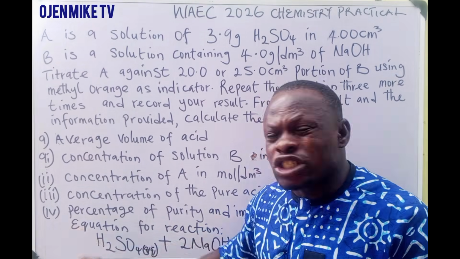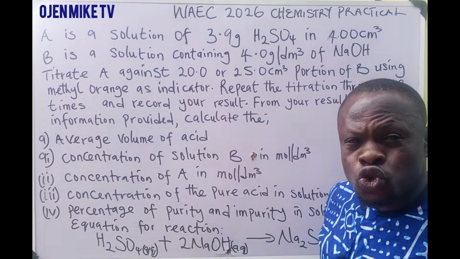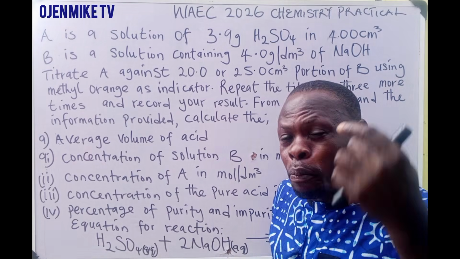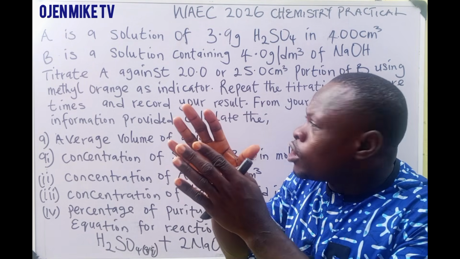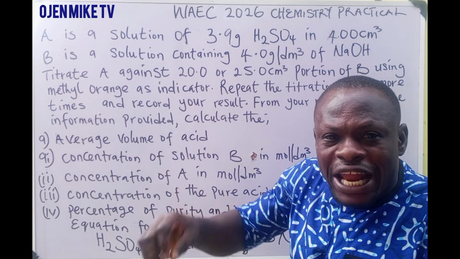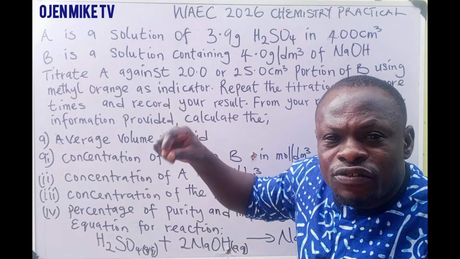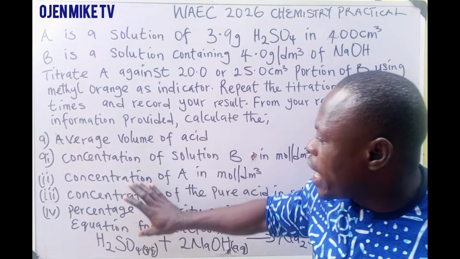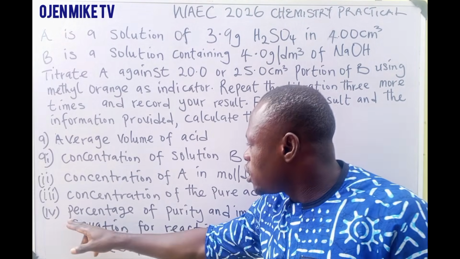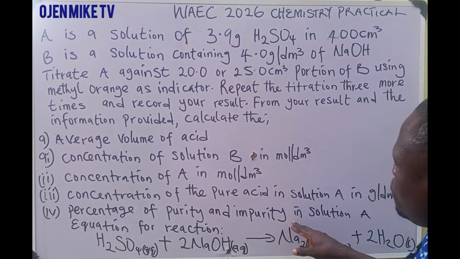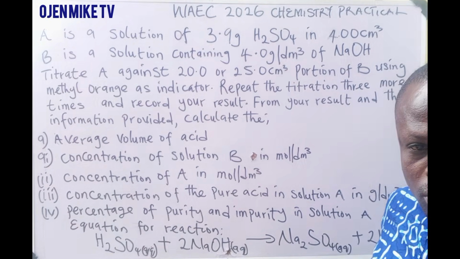The next one, this question is very fascinating: percentage of purity. This is what you should be expecting, because in the paper, what they gave you to use and neutralize has a percentage of purity. The purity of the acid is given as 98%. That is why you should be expecting this particular question: the percentage of purity and impurity in solution A, and of course this is our equation.